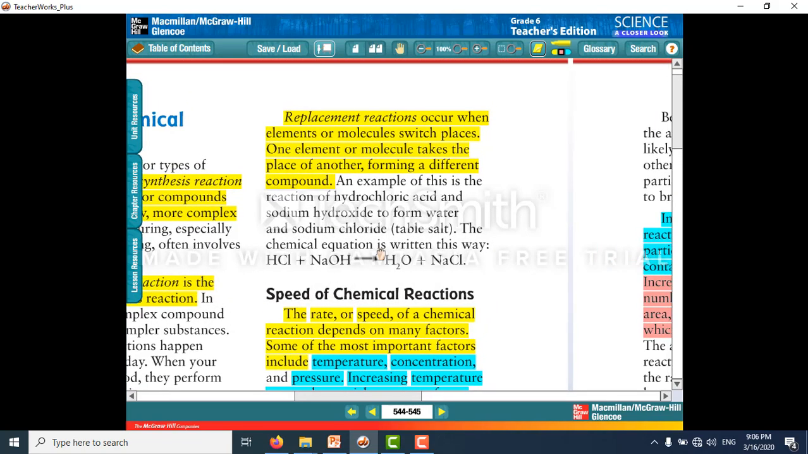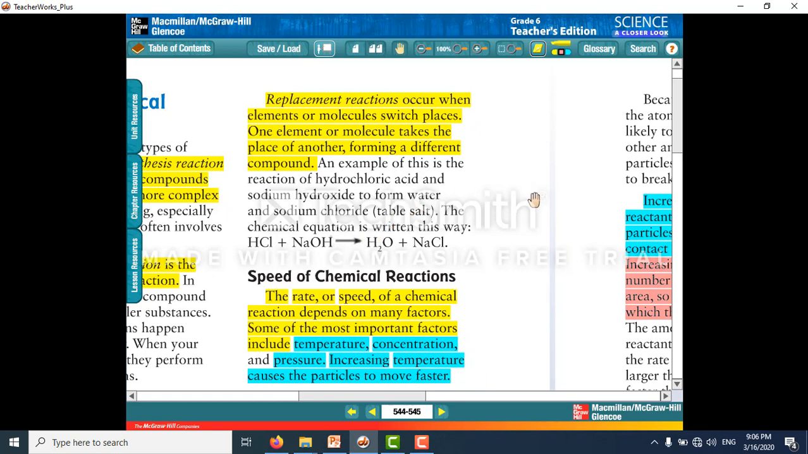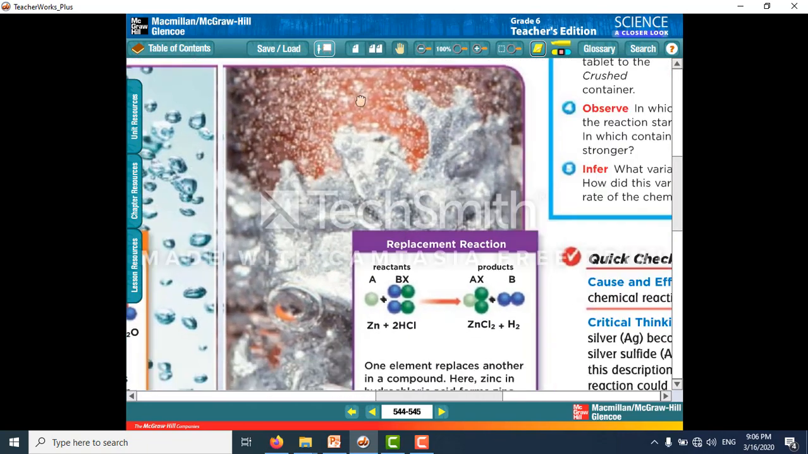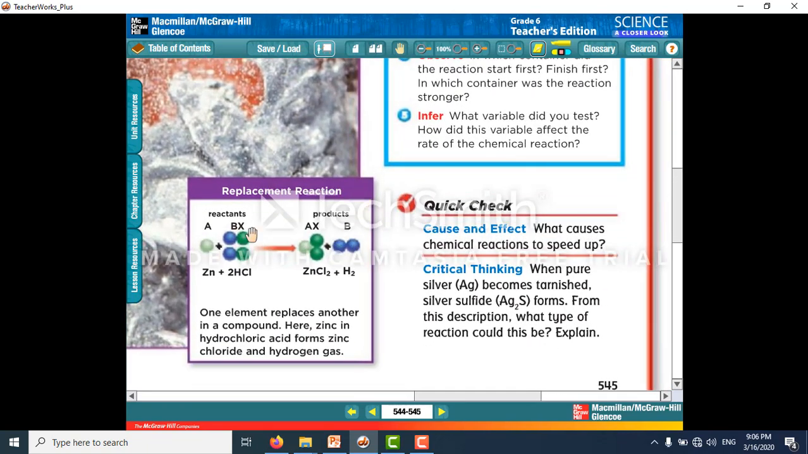Number 3. Replacement reactions occur when elements or molecules switch places. One element or molecule takes the place of another, forming a different compound. Look at this equation here. Here we have A, an element, and BX, a compound. Now A replaced B, and B goes out. So we have AX plus B here.